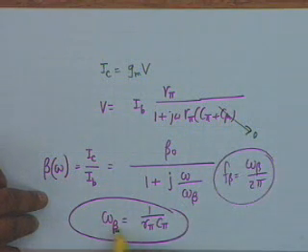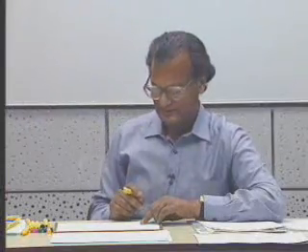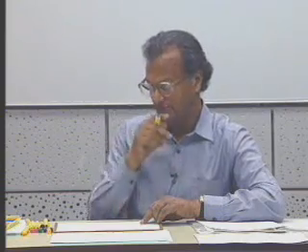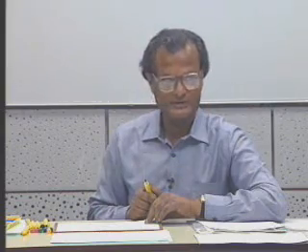Can you now give a definition of F beta? F beta is the frequency. Well, if you measure beta from low frequencies to extremely high frequencies, then the high frequency at which beta falls by 3 dB is the frequency F beta, and therefore F beta is known as the beta cutoff frequency.